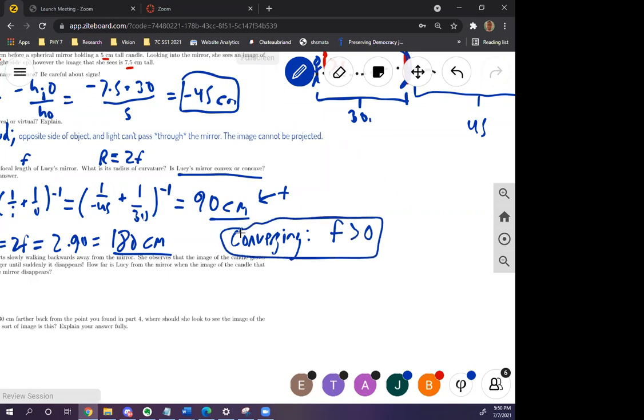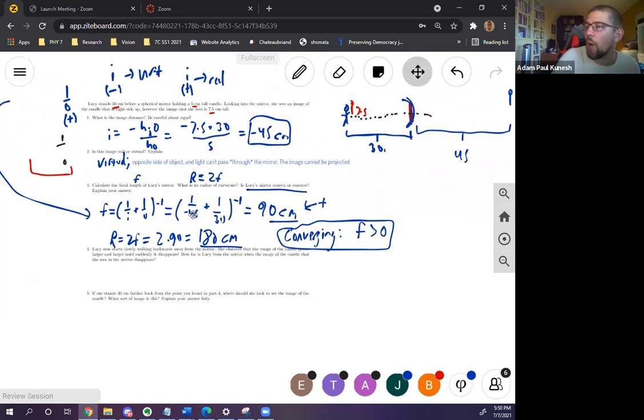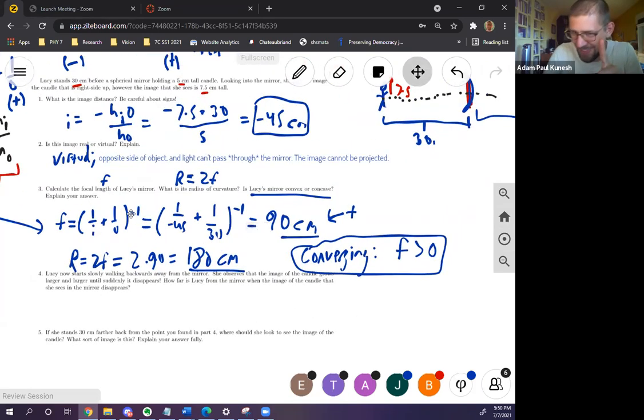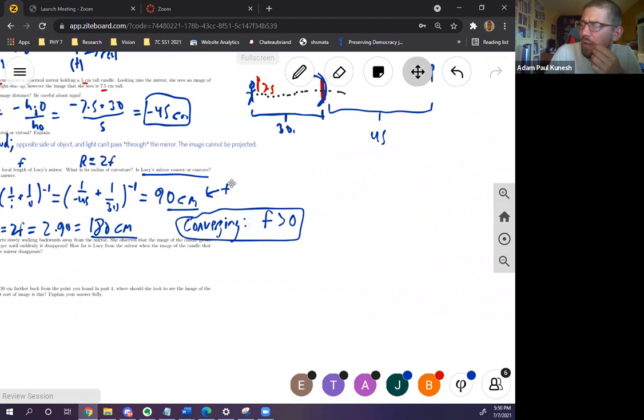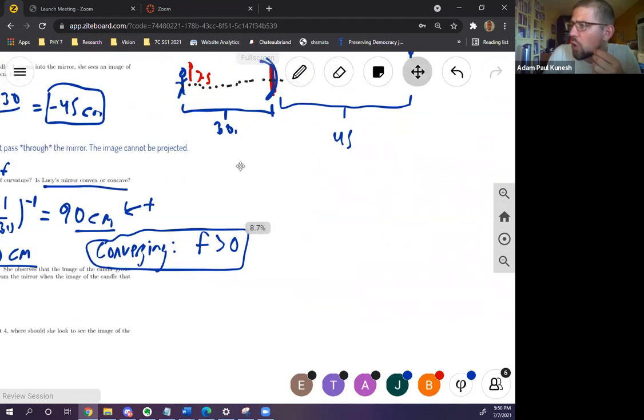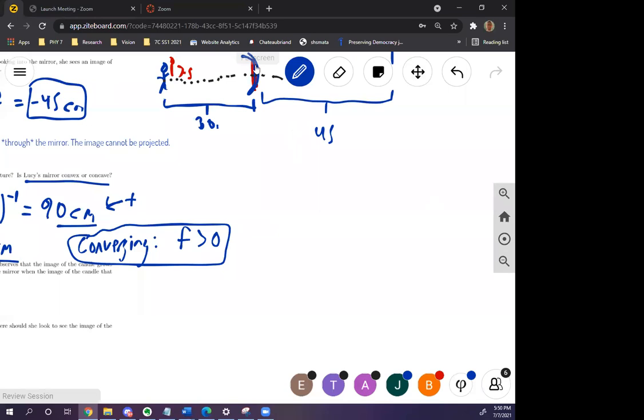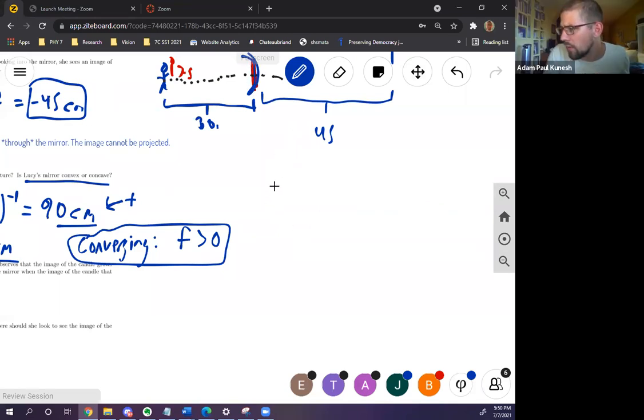Wait, so is converging the same as convex? That's right. However, it switches when you go over to lenses. So a concave lens would be converging, right? Oh, so hang on. Let's hash it through. So a converging mirror, if the source is over here, is a concave mirror, which is converging.